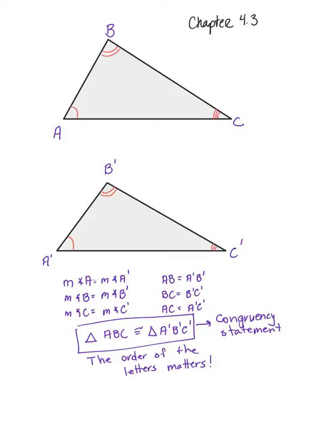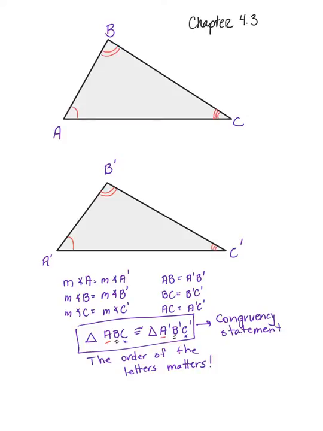Remember that the order of the letters is very, very significant. A matches A prime. So anywhere I put A in any type of congruence or equality, I need to match it with A prime from the other triangle. B is going to match with B prime. Everywhere I write B, if I write the corresponding angle from the other triangle, it has to correspond with B prime. And then finally, our C has to correspond to C prime.